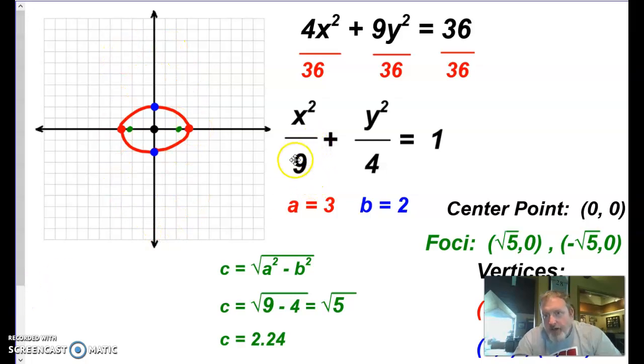All right, this is a squared, so a is 3. This is b squared, so b is 2. Again, I can plug this in and find c. So 9 minus 4 is 5, square root of 5, so 2.24 for c.